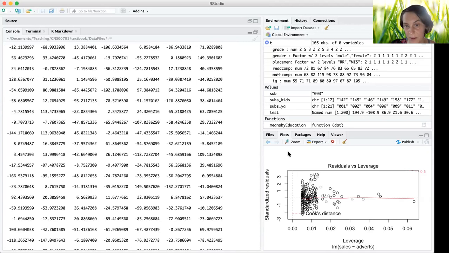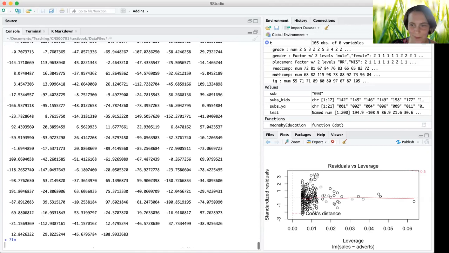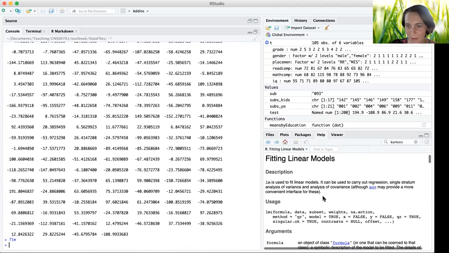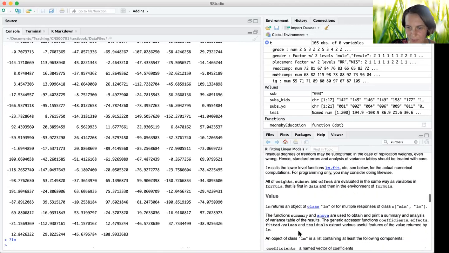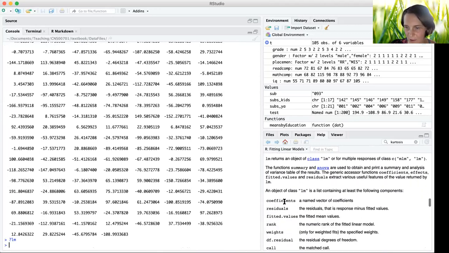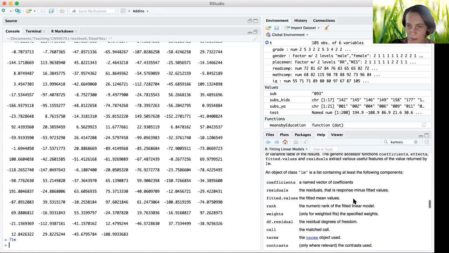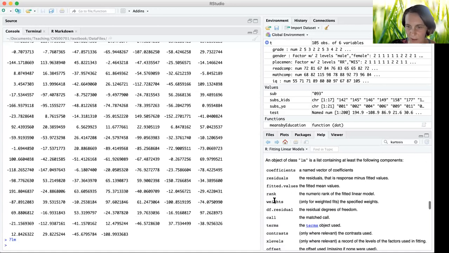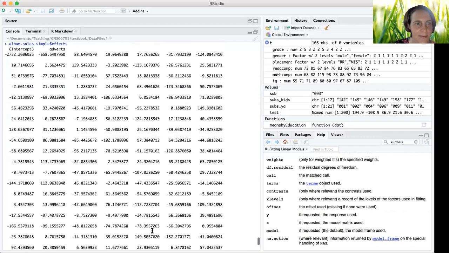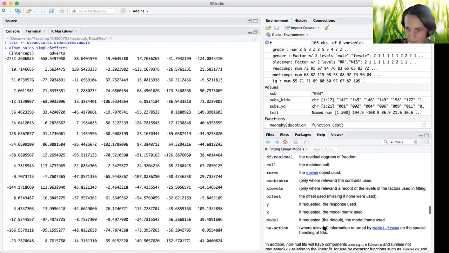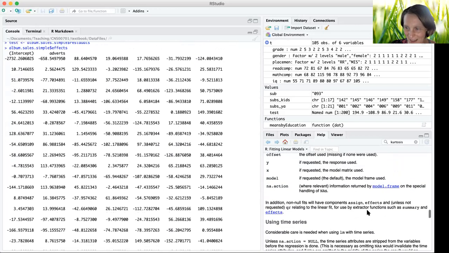So maybe I read in my R help what that is, right? Fitting linear models. What are my arguments and what is my output? So, value. Aha, it returns the coefficients. It's a named vector of the coefficients, the residuals, the response minus fitted values, the fitted values, the rank, the weights, the offset, the model. It doesn't say, why not? Ah, here.